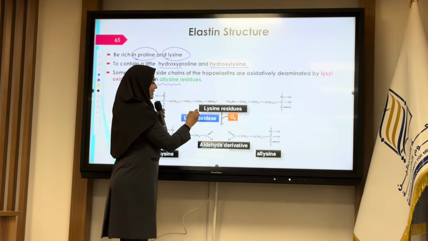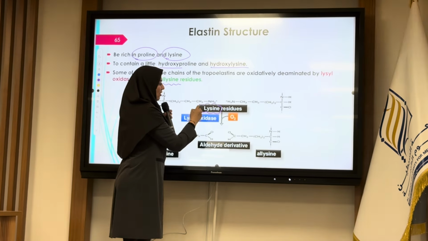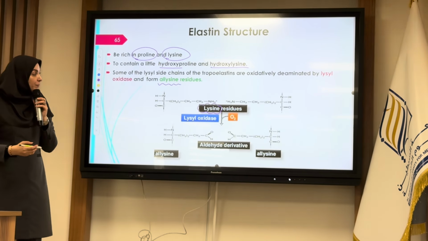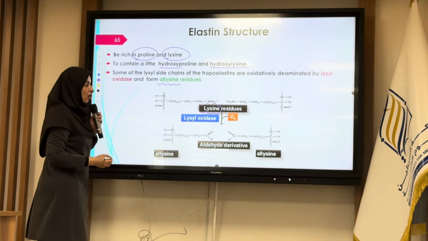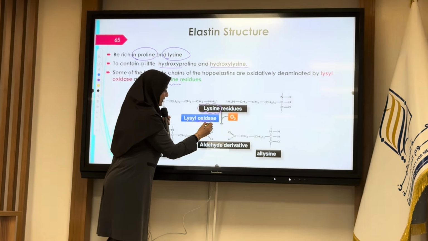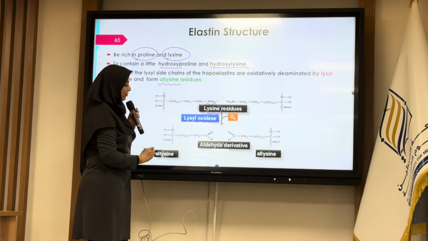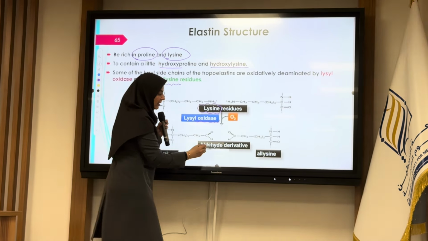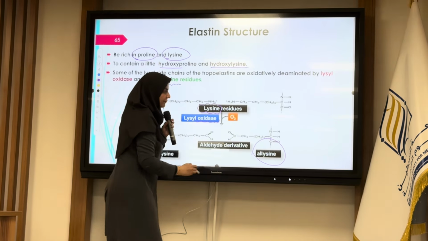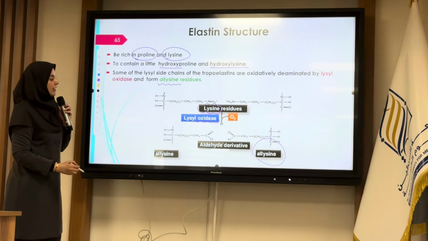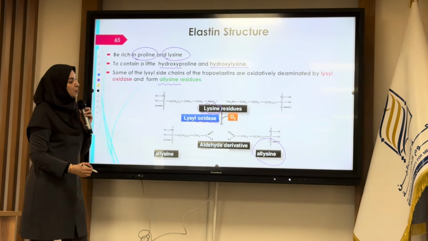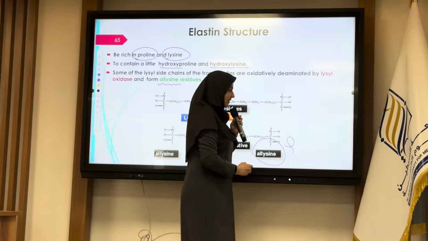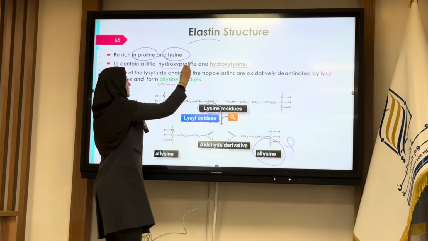I know that this is one of the basic amino acids, lysine. We know what is lysine. But after oxidation of lysine, it converts to the aldehyde form, called allysine. If I ask you, in the structure of which protein is allysine present, what is the name of the protein? Elastin, actually.